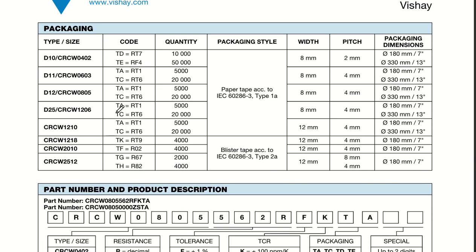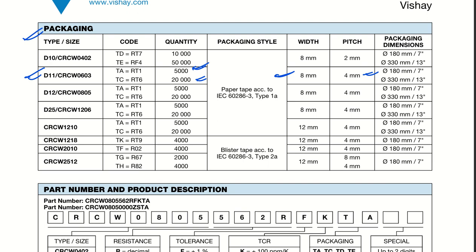Now we have the packaging size. Packaging basically comes in reel. So what will be the reel quantity for each package size? If you talk about 0603, we have 5000 or 20,000 quantity in one reel. The width of each reel will be 8 mm and the pitch will be 4 mm. This is not the size of the resistor, this is the reel width.